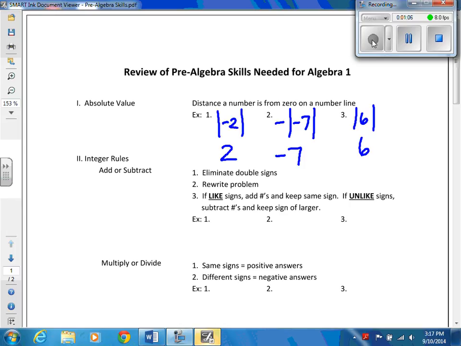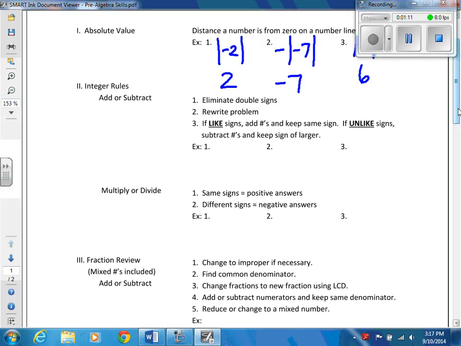Okay, the next thing we want to talk about are the integer rules, and we've touched on this with a warm-up in class as well, so we just need to go over them and make sure we know the difference between them. For adding or subtracting, I'm asking that you eliminate double signs first, rewrite your problem, and then go from there. So for the examples, I will walk you through what step 3 is describing.